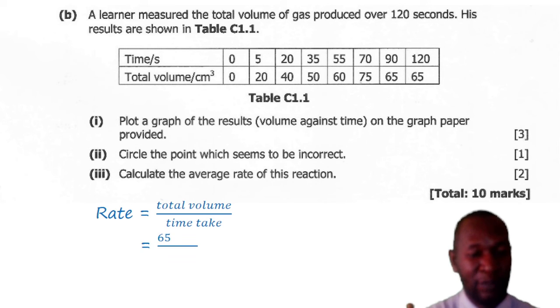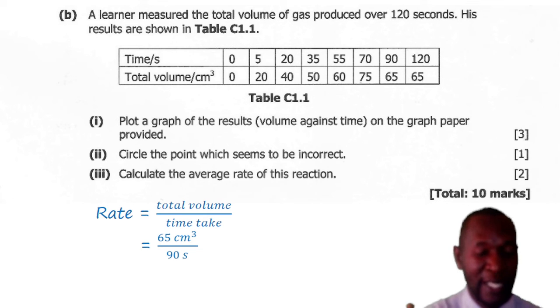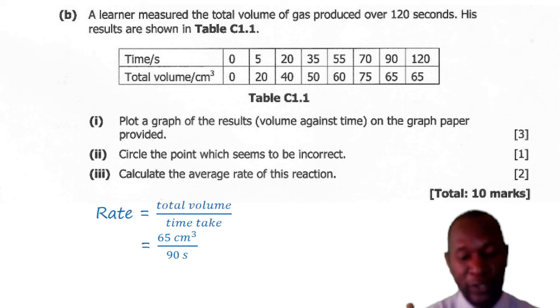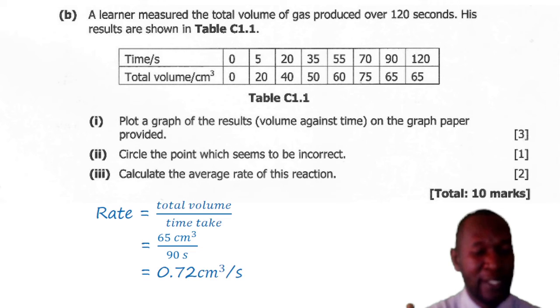So the volume we have is 65 cubic centimeters and our time is 90 seconds. So here don't go for 120. Otherwise the reaction is already done. Okay, so once we divide, we are going to get 0.72 cubic centimeters per second.